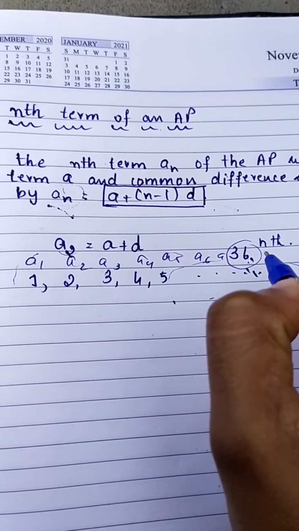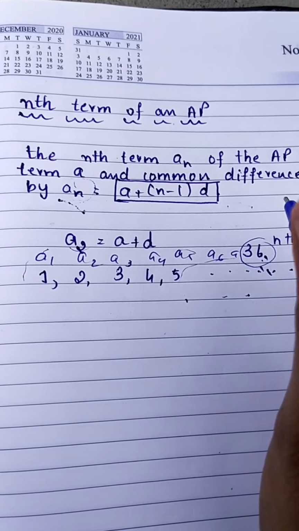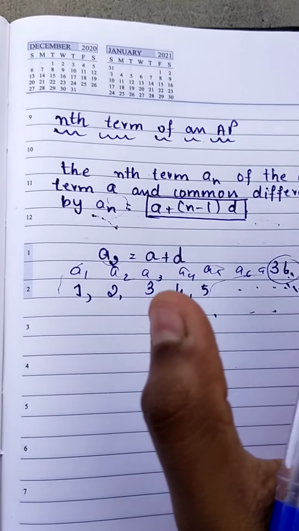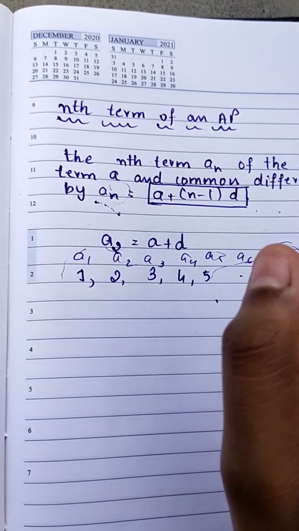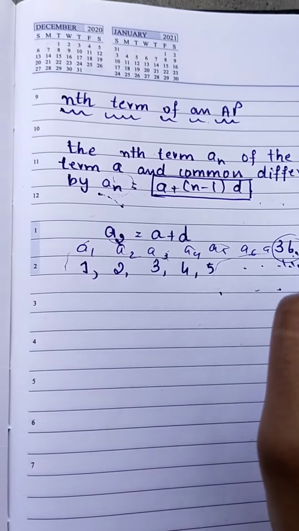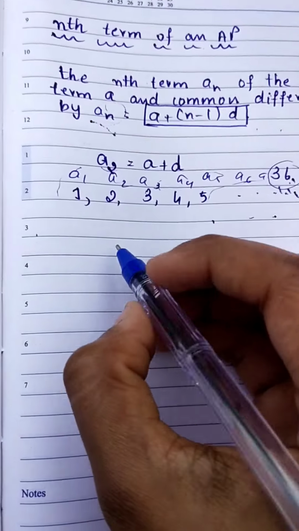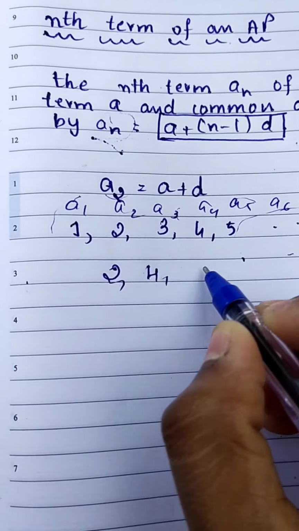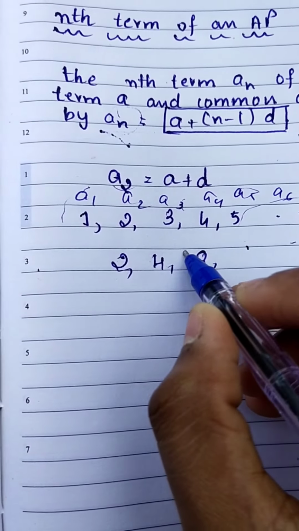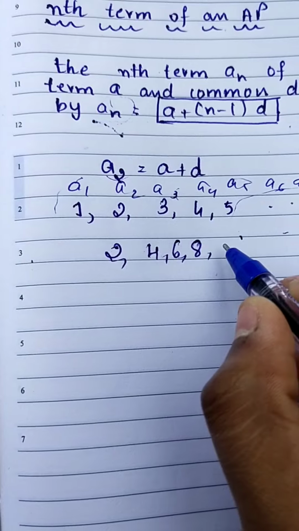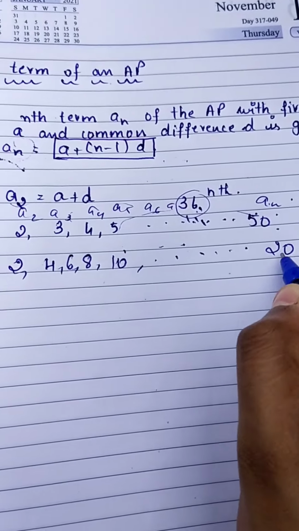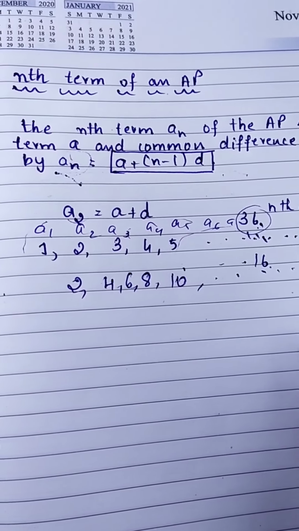To find which place the number lies, is it the first, the second, or the 34th term, or the 36th term, or the 12th term, okay? Say another example, I'll give 2, 4, 6, 8, 10, and so on till 20, where the number 16 lies.